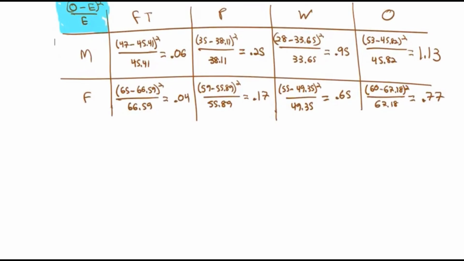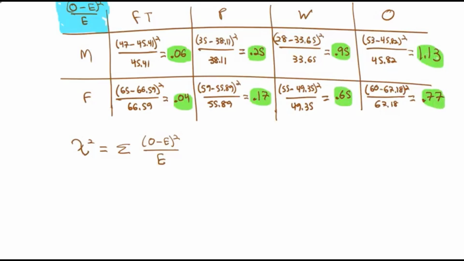And the reason we need to do that is our chi-squared test statistic is going to equal the sum of those observed minus expected squared divided by the expecteds. We're going to actually add all 8 of these numbers that we just found together. And when we add all those numbers together, you should get 4.02. That is our test statistic.